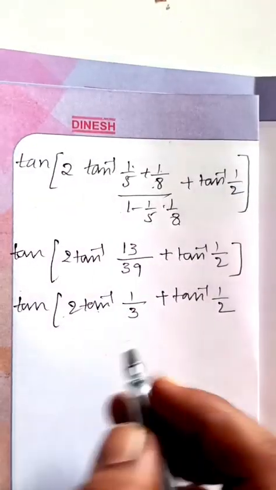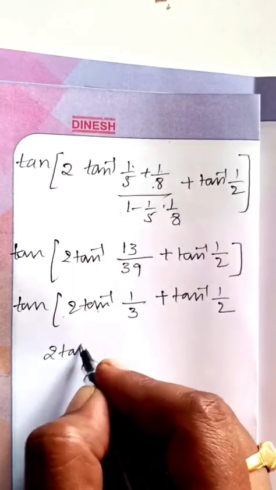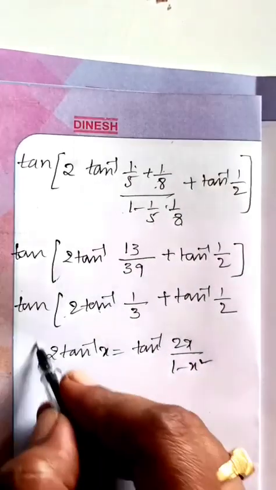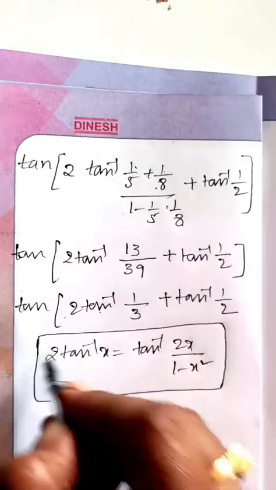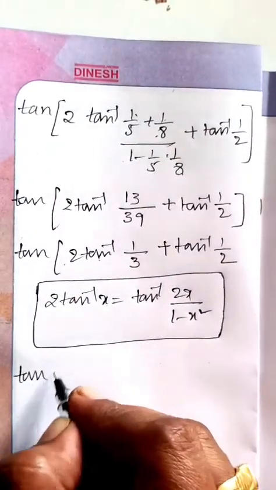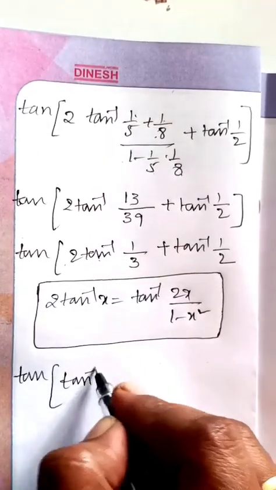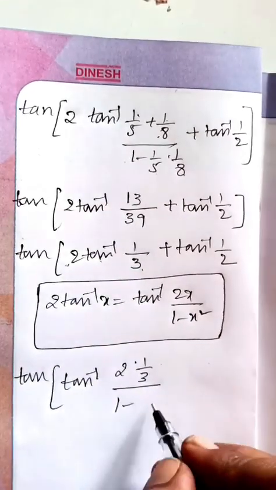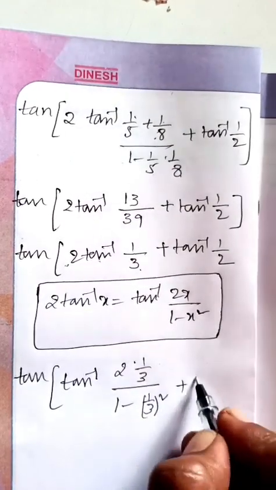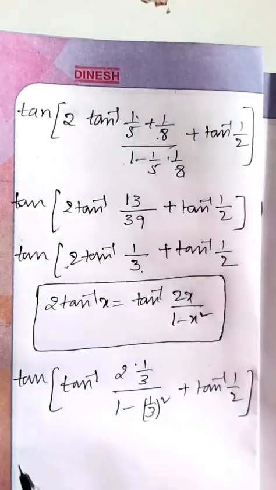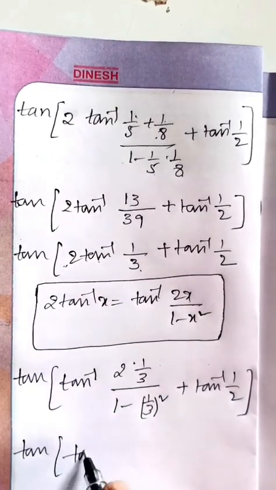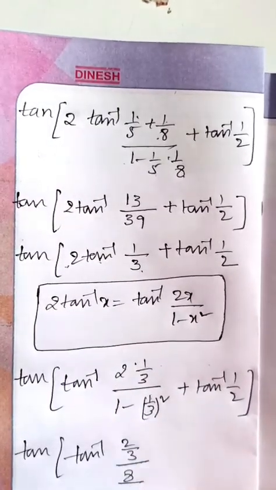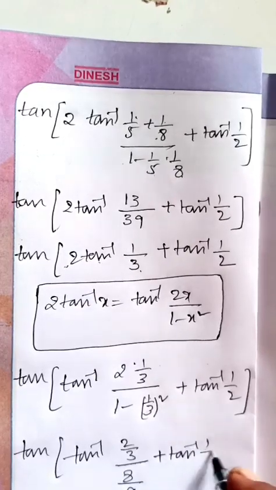Here we have 2 tan inverse x, and the formula for 2 tan inverse x is tan inverse 2x by 1 minus x square. So we use the 2 tan inverse x formula here: tan inverse 2 into 1 by 3 by 1 minus 1 by 3 whole square, plus tan inverse 1 by 2. So tan of tan inverse 2 by 3 over 1 minus 1 by 9, which is 9 minus 1, 8 by 9, plus tan inverse 1 by 2.